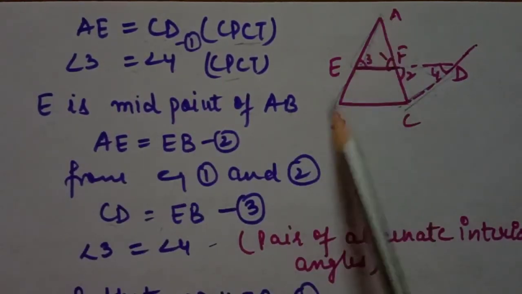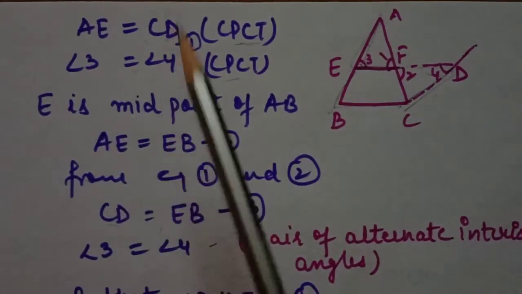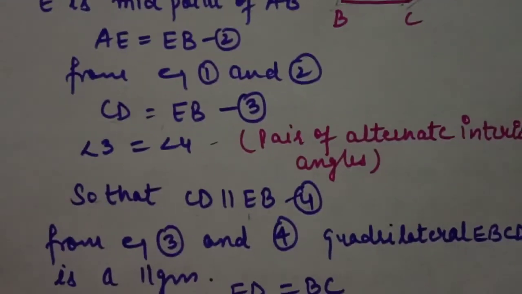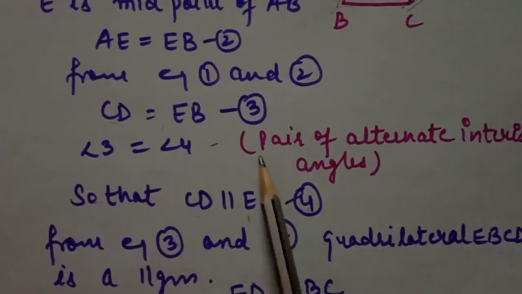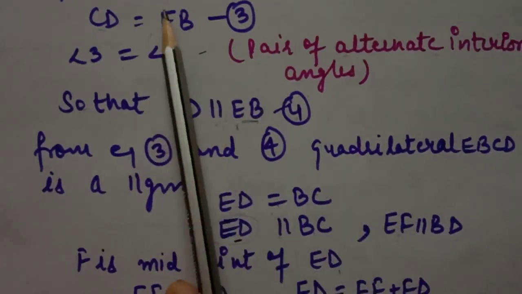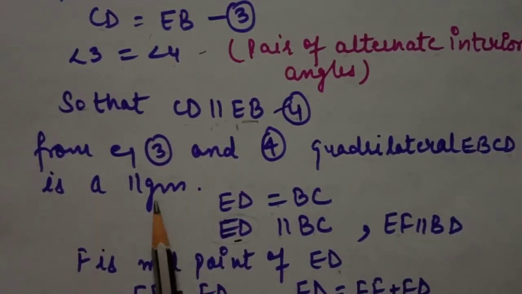E is the midpoint of AB, it is given to us. It means AE and EB are equal to each other, but AE is equal to CD from equation number 1. From equation number 1 and 2, CD and EB are equal to each other. Angle 3 and angle 4 are equal to each other. Why? They are a pair of alternate interior angles. If they are a pair of alternate interior angles, then CD and EB are parallel to each other. From equation number 3, CD is equal to EB. Now CD is parallel to EB. So EBCD is a parallelogram. If it is a parallelogram, the second pair is also equal and parallel. ED is parallel to BC and ED is equal to BC.